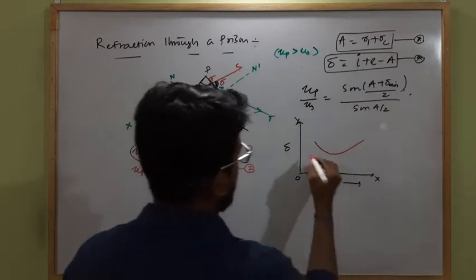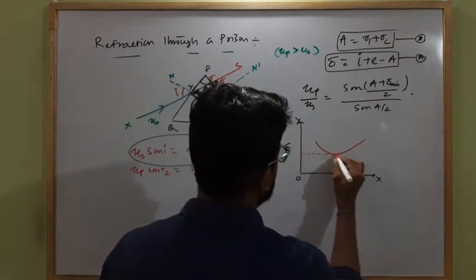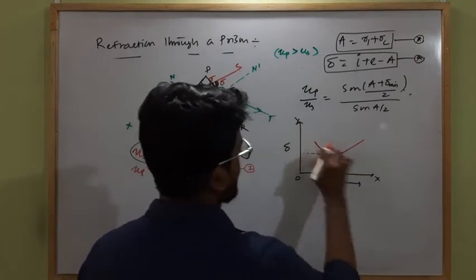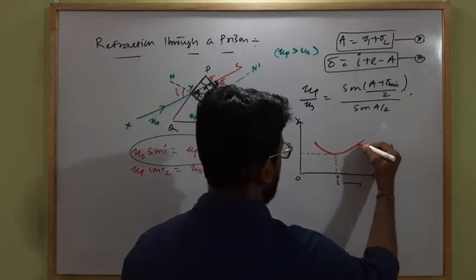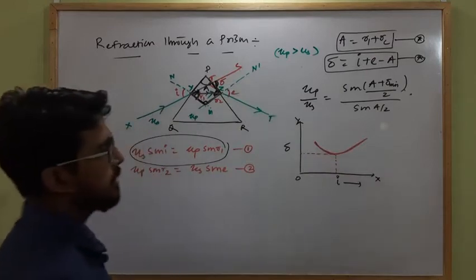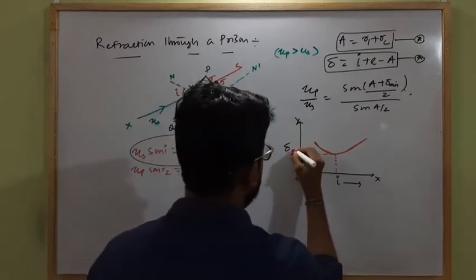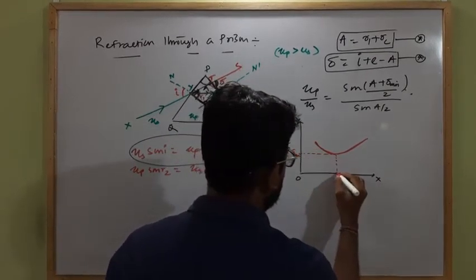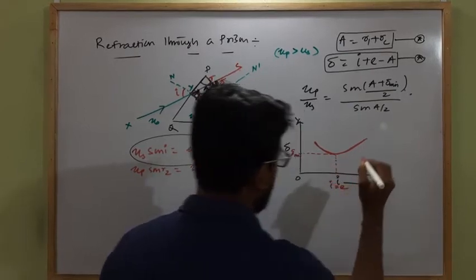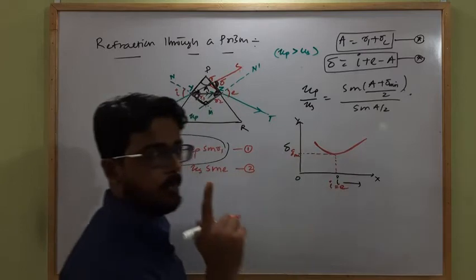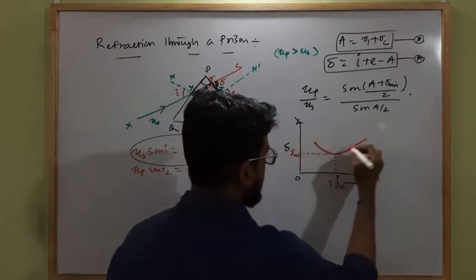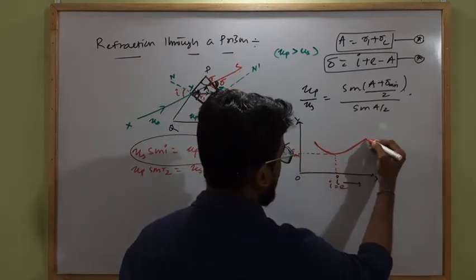Okay, it is more inclined towards the right. It's not symmetrical. It looks like this, and it's not a parabola or asymptote. The graph will be like this, and this is the value of delta minimum, and this is where i equals e. Clear? Okay, it's a very important graph. You have to remember this. This graph is not symmetrical. It's more inclined towards the right.